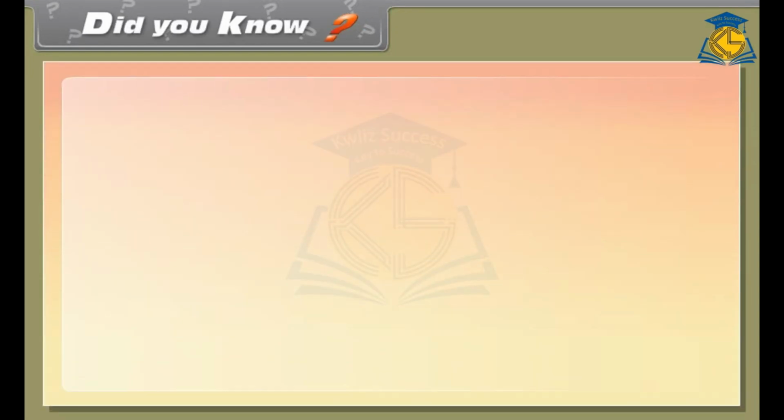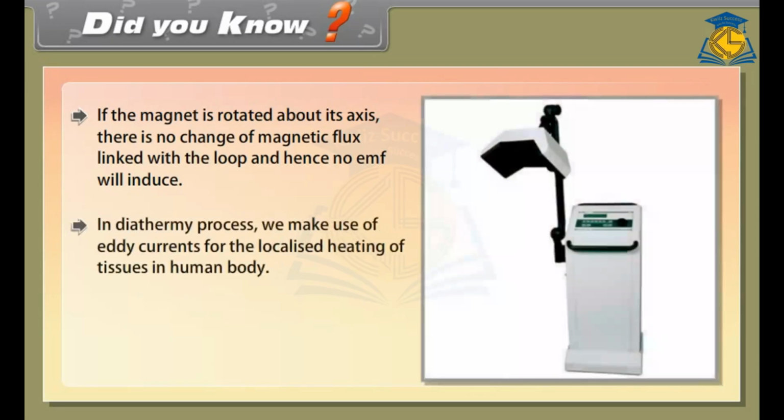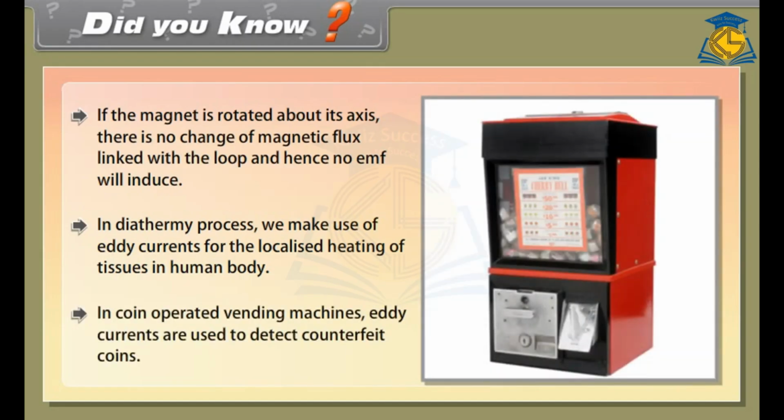Did you know? If the magnet is rotated about its axis, there is no change of magnetic flux linked with the loop, and hence no EMF will be induced. In diathermy, we make use of eddy currents for the localized heating of tissues in the human body. In coin-operated vending machines, eddy currents are used to detect counterfeit coins.